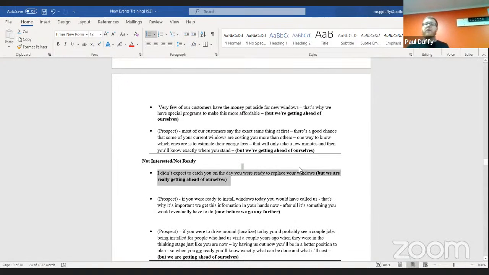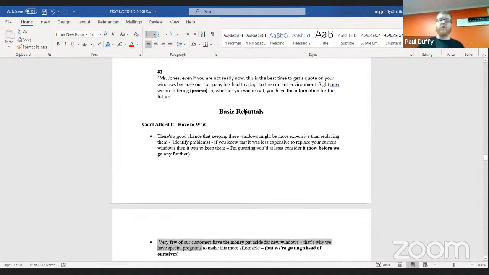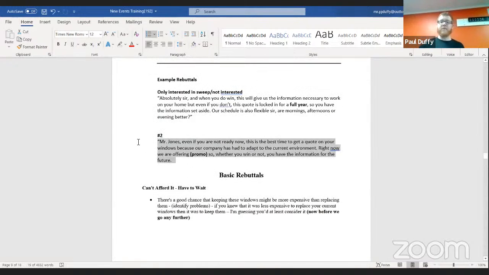The second rebuttal that I'm probably going to do is right here. "Well, very few of our customers have money put aside for new windows. That's why we have special programs to make this more affordable. But sir, we're getting ahead of ourselves because again, that quote is locked in for a full year. So when you're ready, you have the information set aside." And then I go into my promo rebuttal right here as my third rebuttal. We'll get more into rebuttals in the beginning of next week, but just to put out that these are the rebuttals that you're going to want to be studying, the rebuttals that you're going to want to get down.